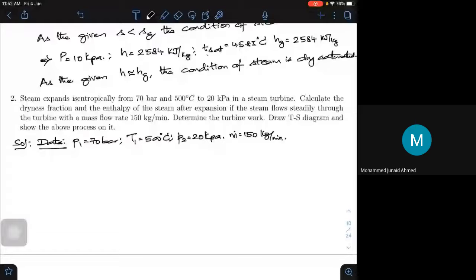They're asking us to find, one, the dryness fraction, the second one is the enthalpy of the steam after expansion, that is your H2, and the third one is the turbine work, the W. These three things I'm supposed to find.